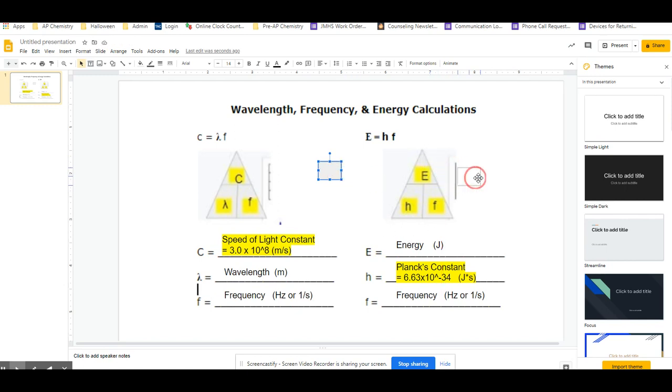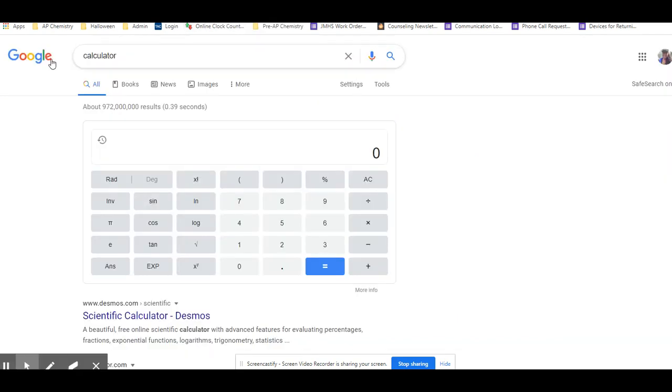Same thing with the other formula that you have here. Another thing I want to make note of before we go and look at a couple practice problems is you should have a calculator pulled up right now. And I recommend you just go to Google, type in calculator, you have your little calculator right there.